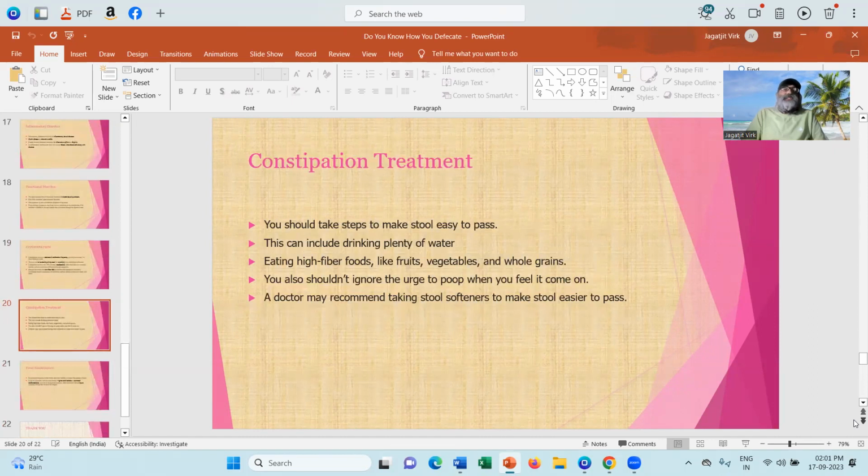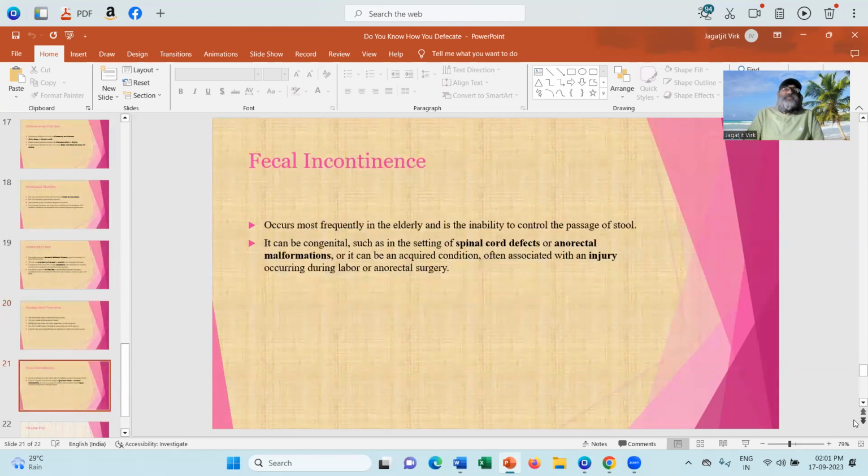Constipation treatment. You should take steps to make stool easy to pass. This can include drinking plenty of water and eating high fiber foods like fruits, vegetables, and whole grains. You also shouldn't ignore the urge to poop when you feel it come on. A doctor may recommend taking stool softeners to make stool easier to pass.